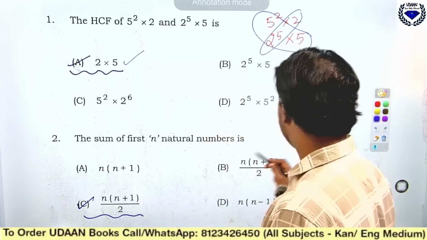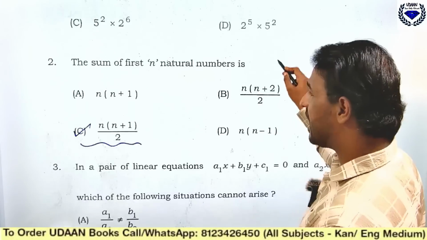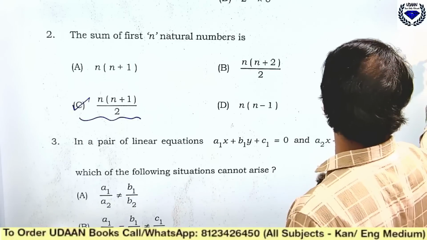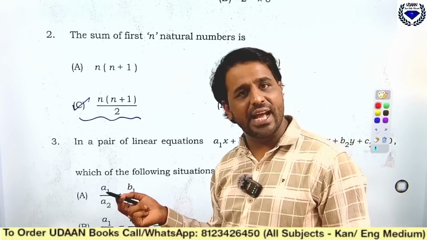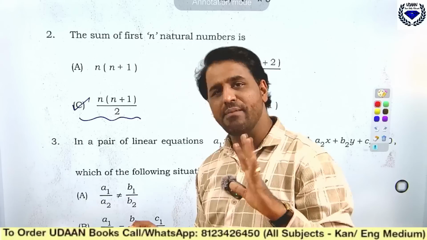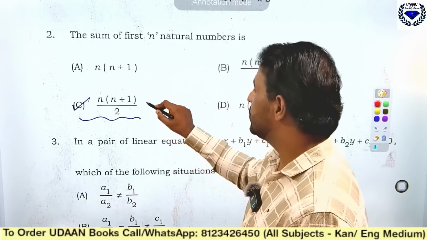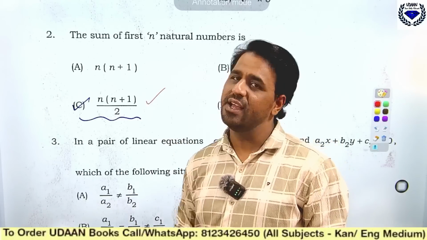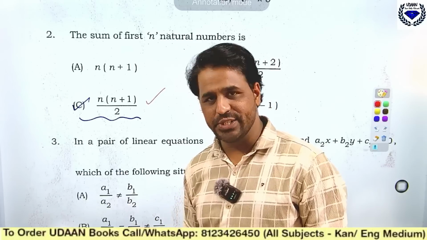I hope you are getting it. Okay, the next question you can see here is: the sum of the first n natural numbers is. It is directly taken from the textbook, and you should remember this. So the right answer is n into n plus 1 by 2.